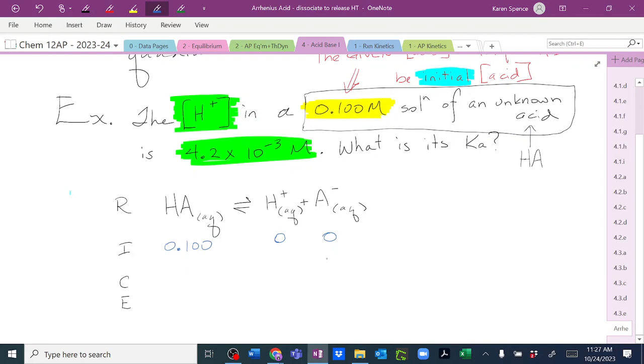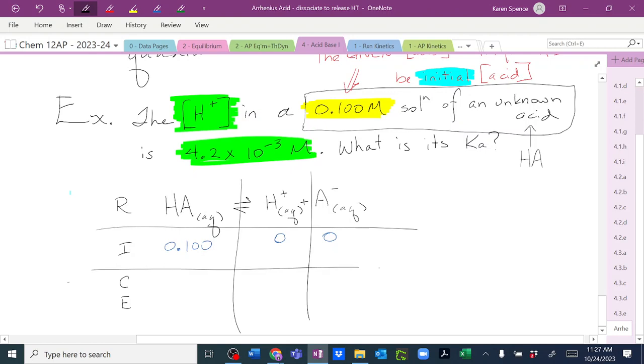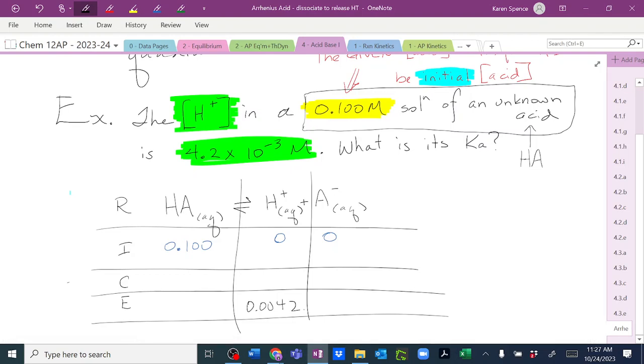Do we feel good about the I line of our rice table? Yes? Am I going to be putting X in the change? No. What do I actually know? I know the change because I know that my equilibrium concentration of hydrogen is 4.2 times 10 to the minus 3. I'm actually going to write it as 0.0042 just because I like to see where my decimal is. You can write it as 4.2 times 10 to the minus 3.